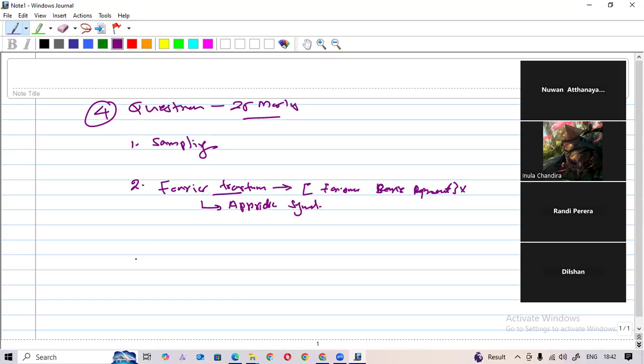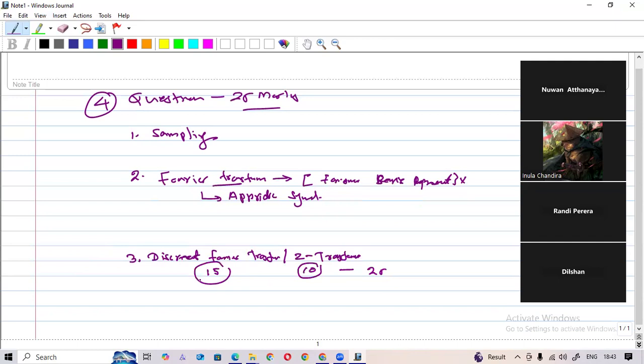And the third one, you will have discrete Fourier transform and Z transform. For the Z transform, around 10 marks will be there, and for discrete Fourier transform, 15 marks will be there. So 10 and 15, so that we will get 25 marks.